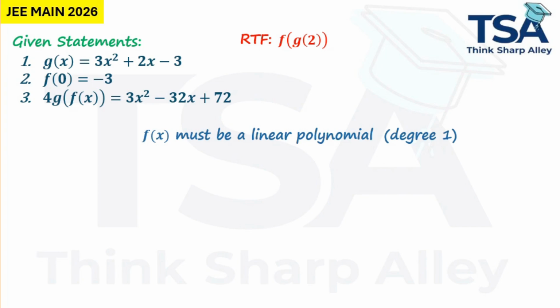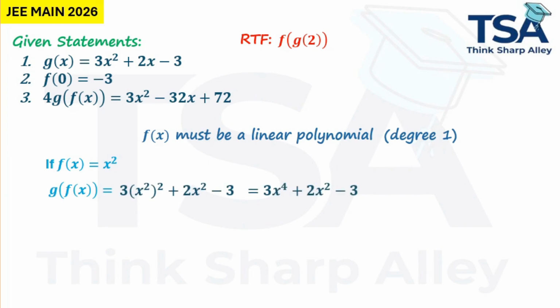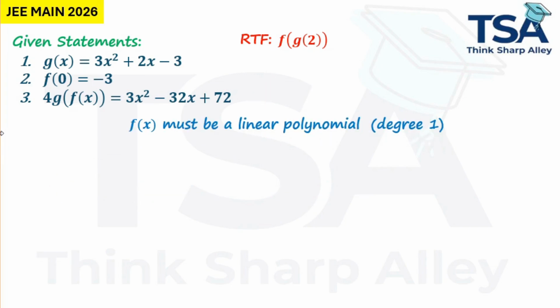If f(x) were quadratic, let's say f(x) equal to x squared. So squaring it inside g(x), which means if I find g(f(x)), I substitute x squared in place of x. So we get 3(x squared) whole squared plus 2x squared minus 3. And this would create a degree 4 expression, which does not match our right hand side. Therefore, we can explicitly define f(x) as a standard linear function where f(x) equal to ax plus b.